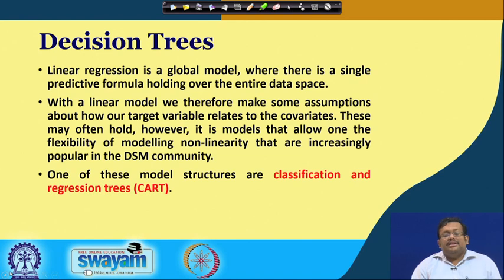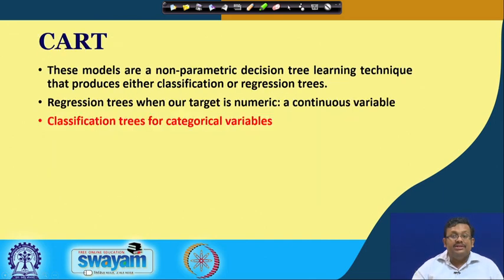In the last lecture we covered linear regression, which is a global model where there is a single predictive formula holding over the entire data space. However, sometimes soil data are non-linearly related, so we may be interested in modeling them through non-linear methods. One of these nonlinear model structures is called the classification and regression trees.